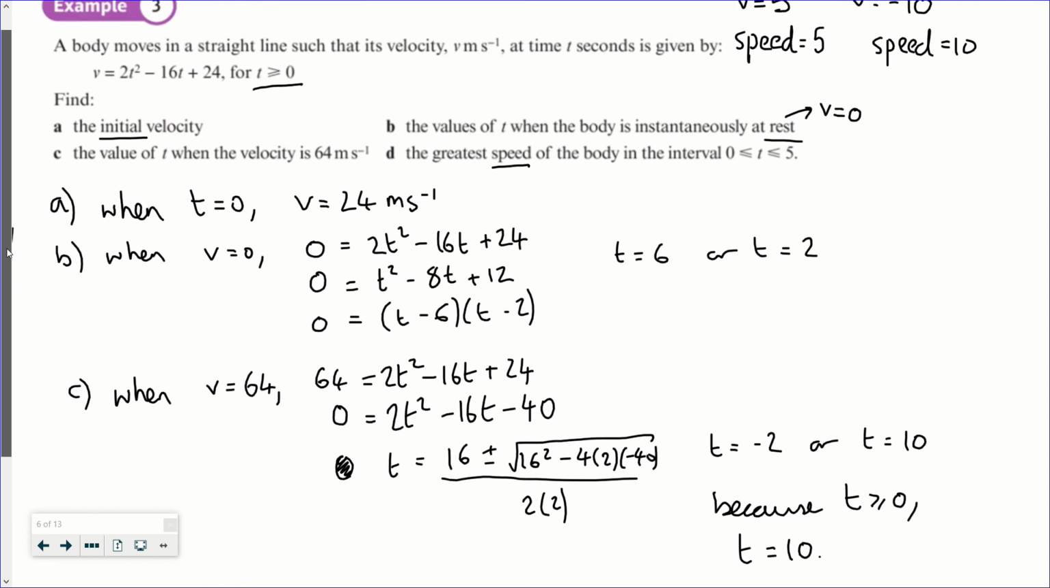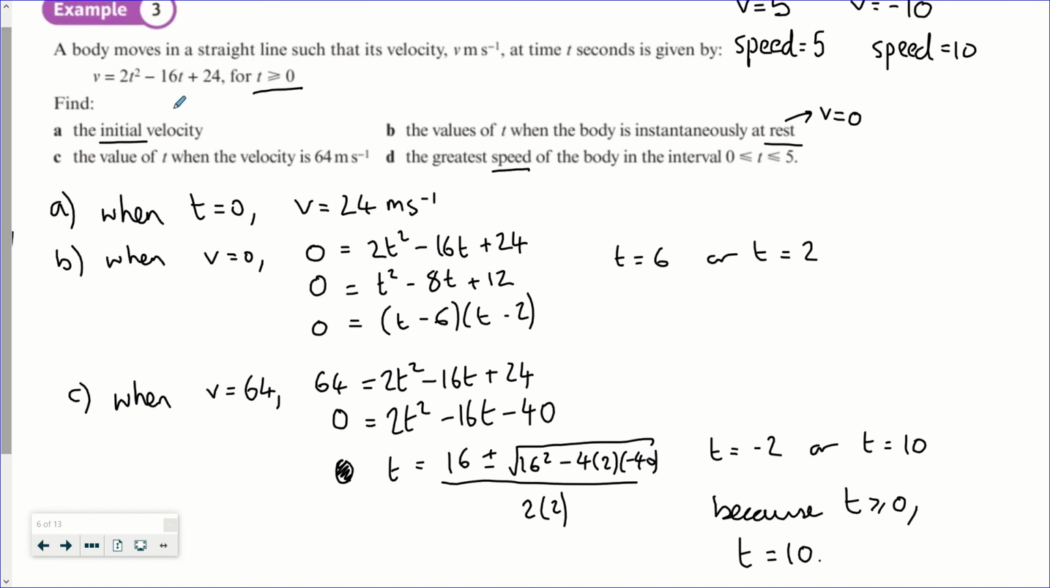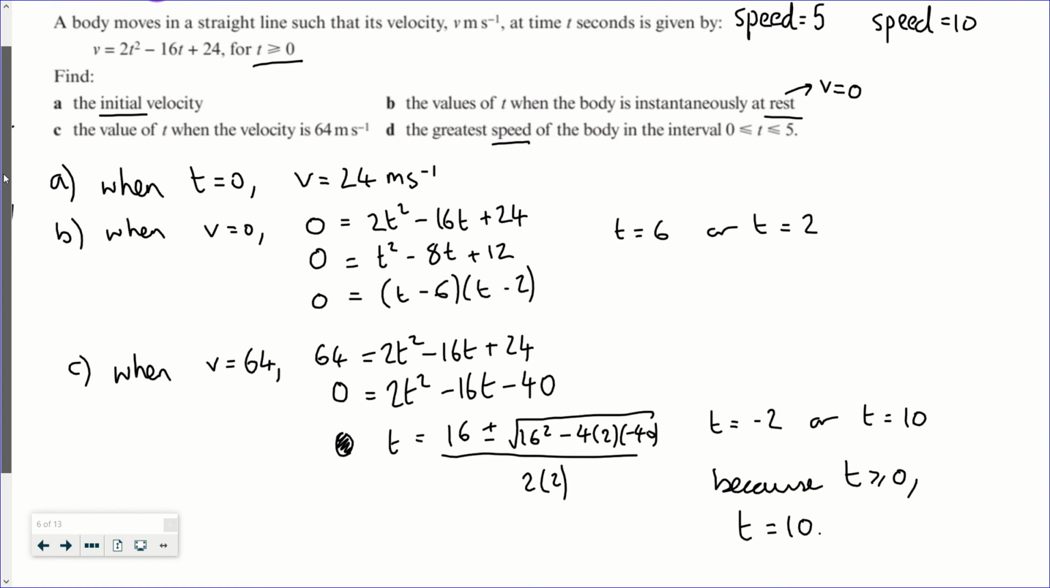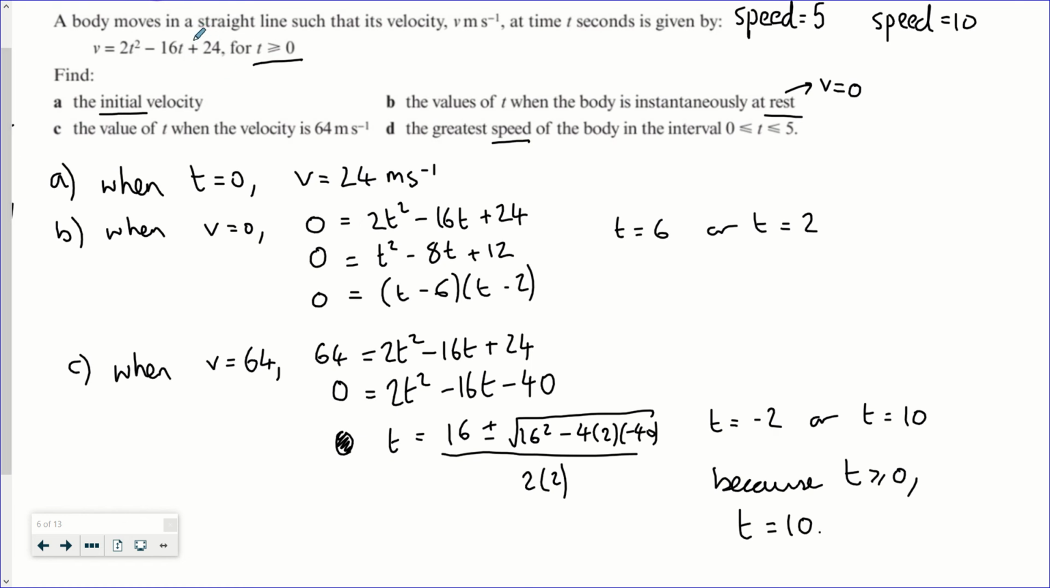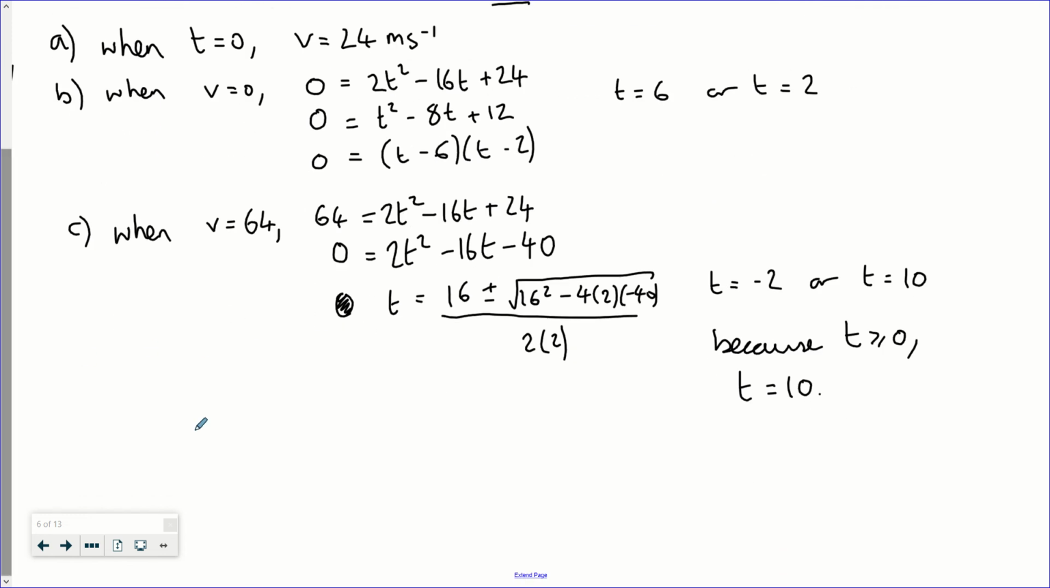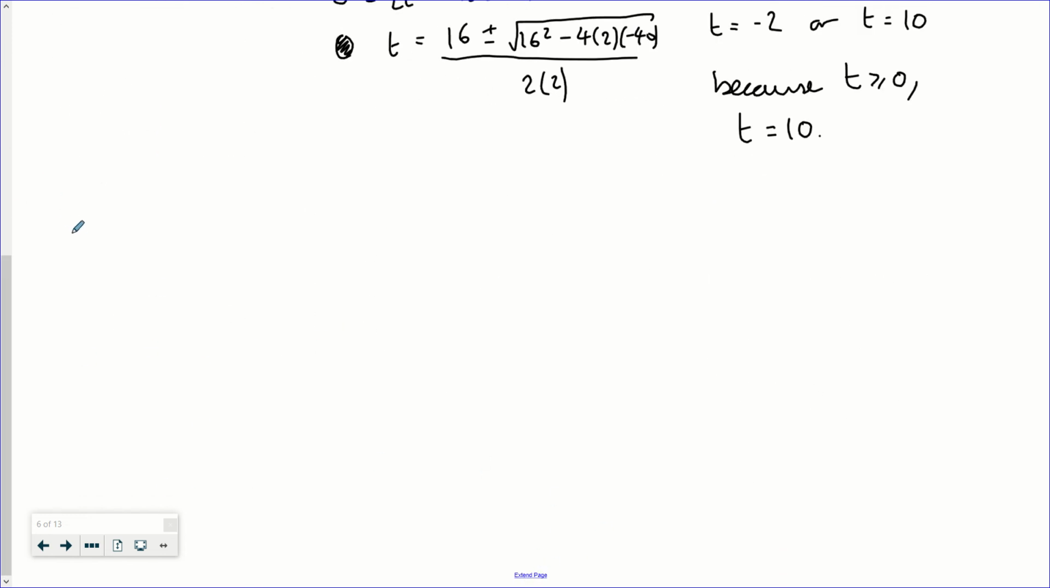So I think the easiest thing to do here is going to be to sketch a graph of this function v to find out what's happening with this graph. So we know that it's got a y-intercept of 24, and we also know the roots because we found the roots in part B. So let's just draw out the axes and see what this graph looks like. So we're going to put t on the horizontal axis, and we've got velocity on the vertical axis. So we know when t equals 0 that the velocity equals 24.